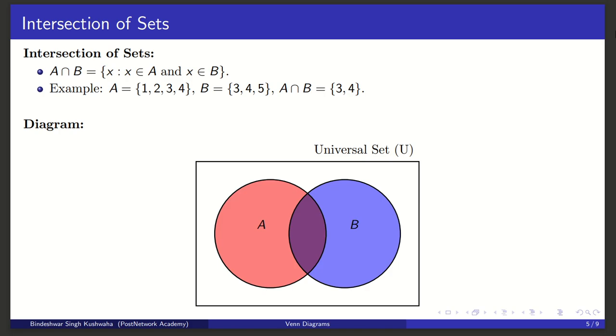Intersection of sets. So there is an overlapping portion, which comes after intersection, and the overlapping elements you can say are 3 and 4.